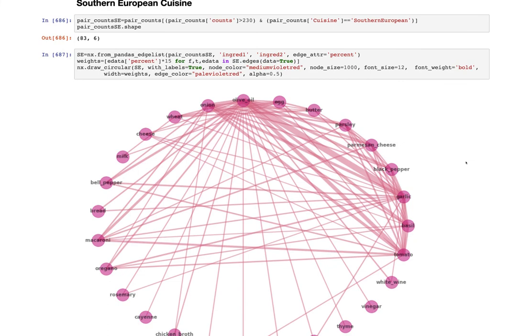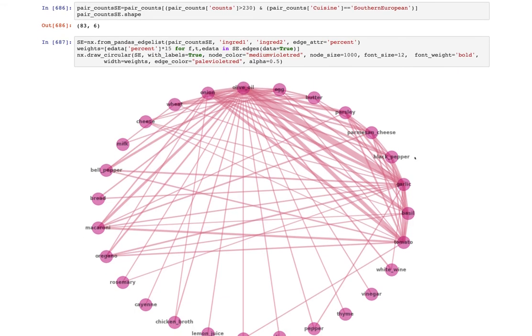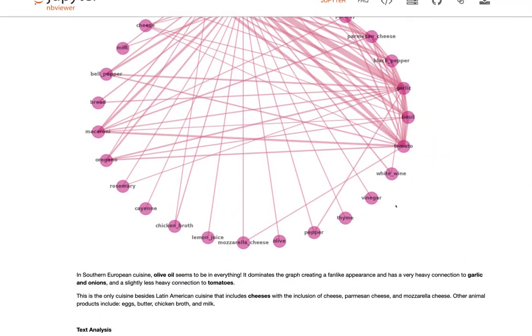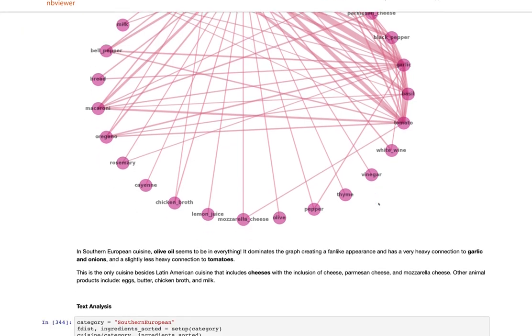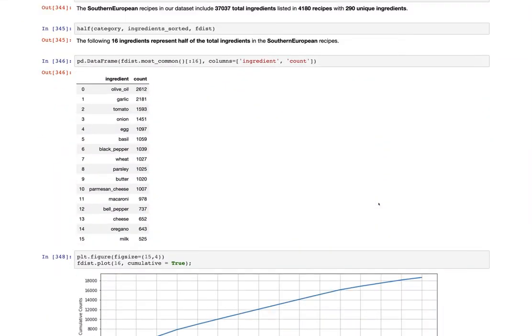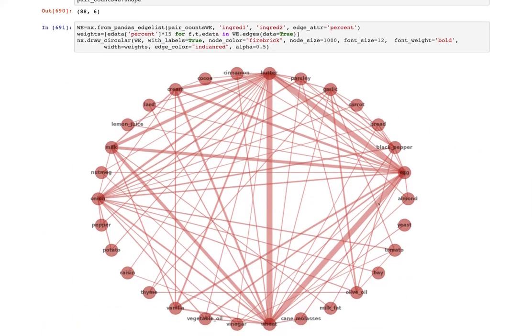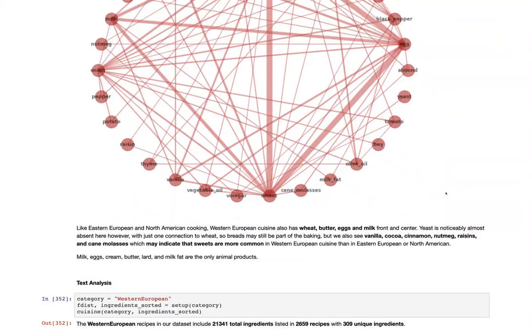Right, and then I think we got two more. Southern European: olive oil and garlic, huge, and tomato, which makes sense. This is your Italian, mozzarella cheese, Parmesan is in there also. And then the last one, Western European, is another one that's heavily reliant on wheat, eggs, and butter.